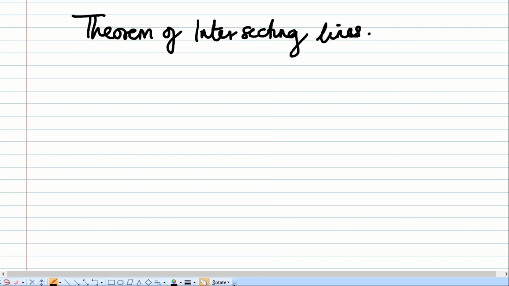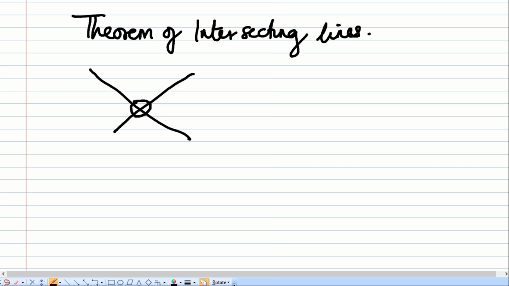All right, today we're going to look at the theorem of intersecting lines. The first thing you must know is that whenever two lines intersect each other, I mean they cross each other. So let's say we have a line this way, and then we have another line this way. When they cross each other, an angle will be formed, right? So we have an angle, 360 around the lines.